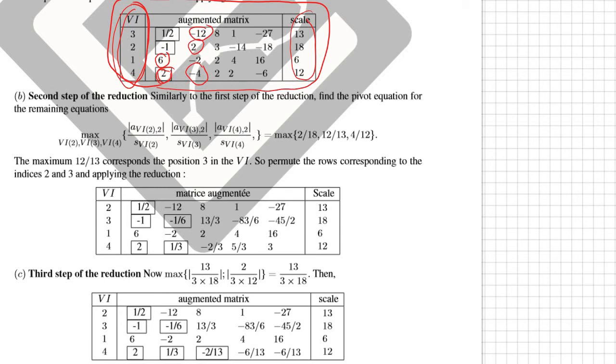So I will calculate the new ratios. I have 12 over 13, I have 2 over 18 and 4 over 12. Okay, so the highest one is 12 over 13. That's why my new pivot equation will be equation number 3 in here, or the equation whose index is 3, which should have been in the third position if I were changing the order of the rows physically, I mean. So this should be the second equation.